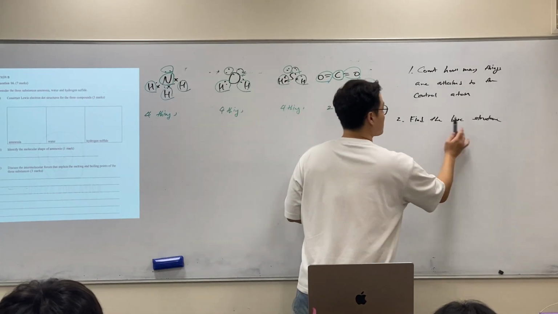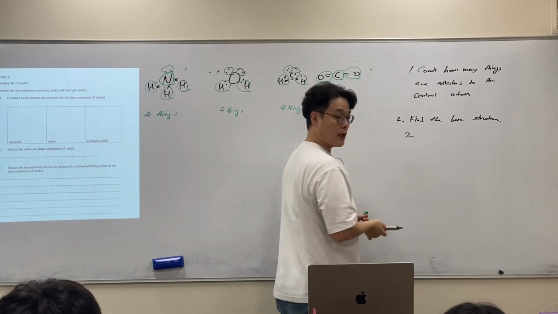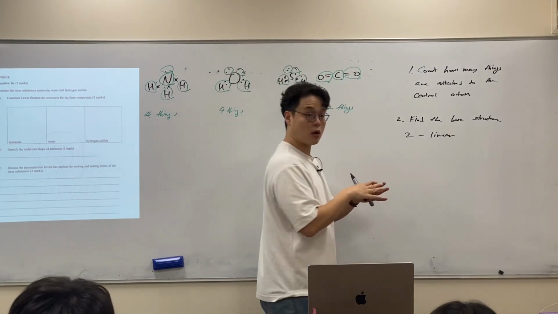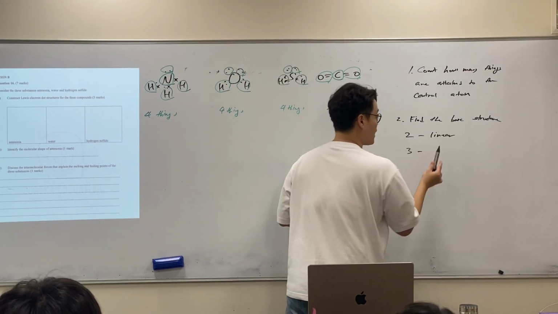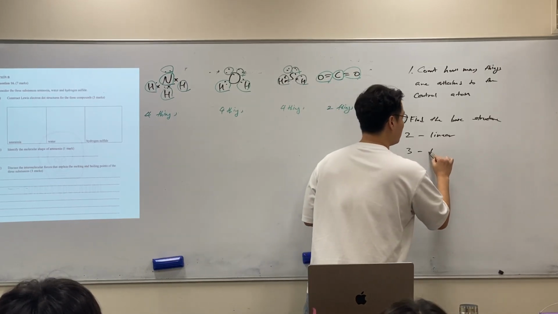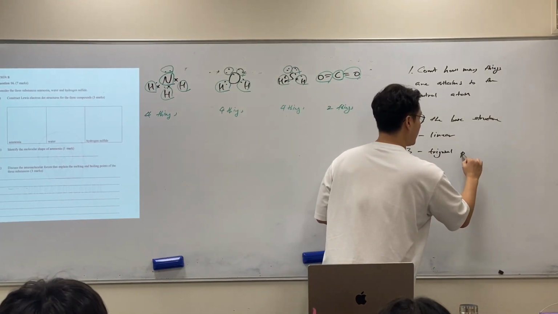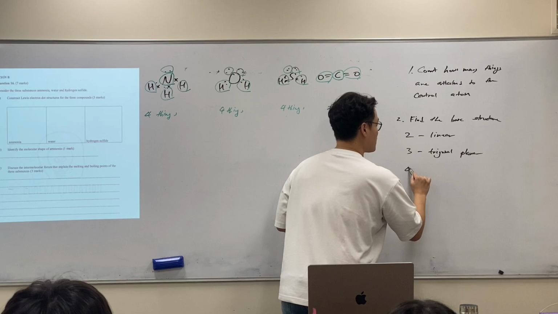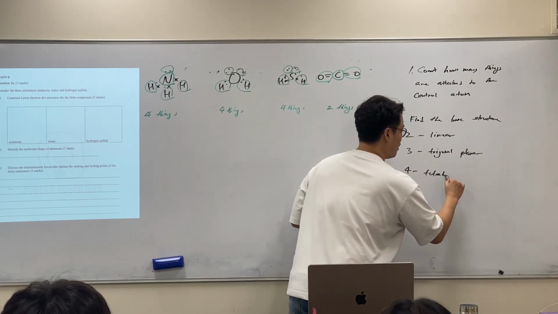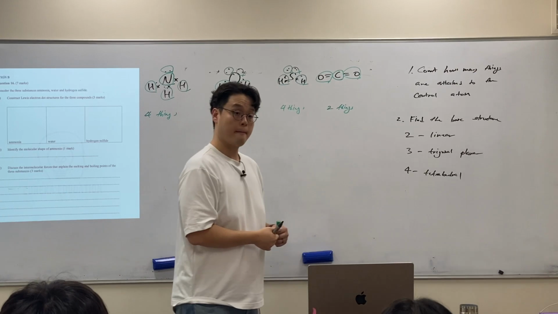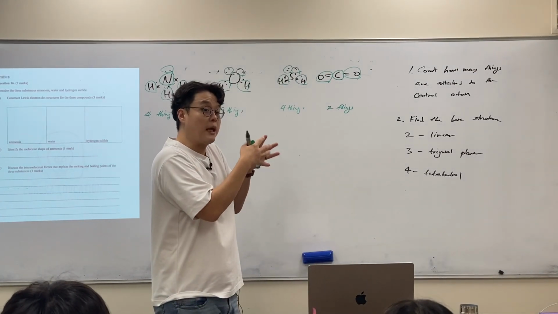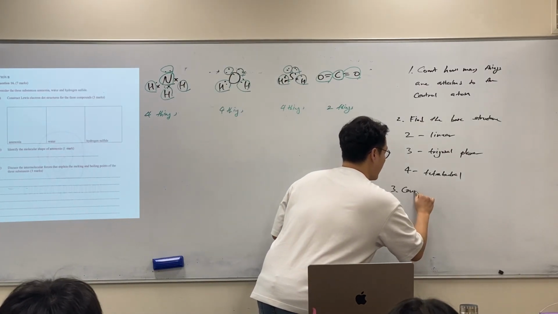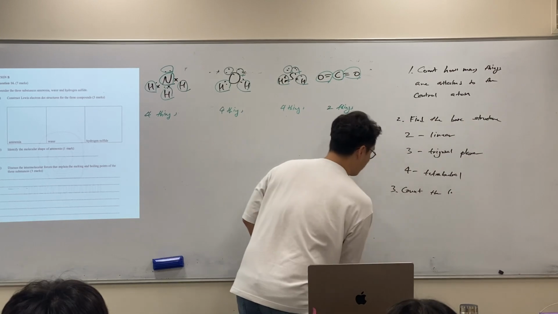Then the base structures: when you have 2 things attached, this will be a linear shape. That will be your base structure. When you have 3 things attached, that'll be trigonal planar. Do you remember the trigonal planar shape? When you have four things attached, this is tetrahedral. So that's your base structure here. Then you count any lone pairs.